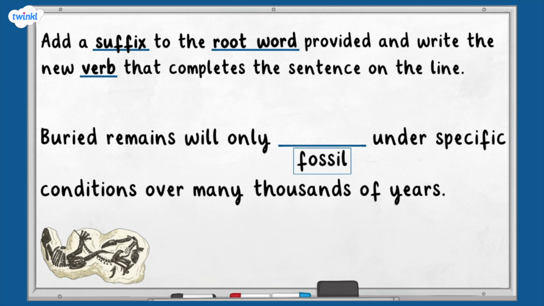The suffix "ise" can be added to the noun fossil to create the verb fossilise. Buried remains will only fossilise under specific conditions over many thousands of years. Yes, that sounds correct. Remember, you need to have spelled the new verb correctly to get it right. Well done if you got that right.